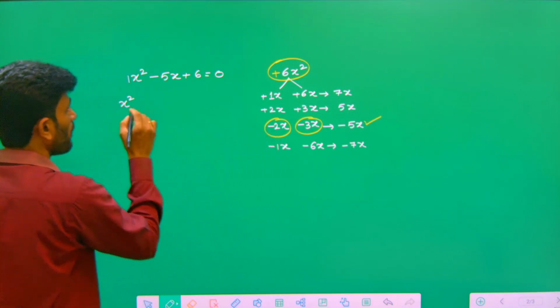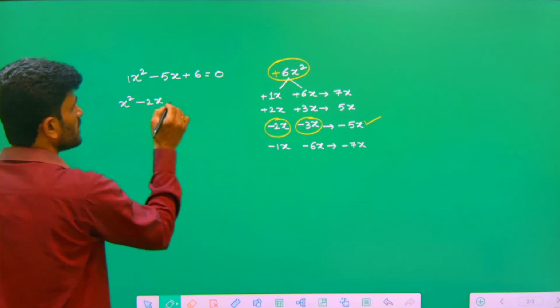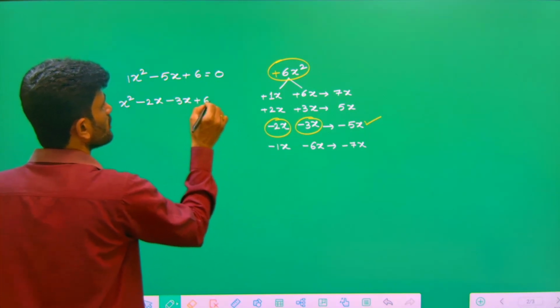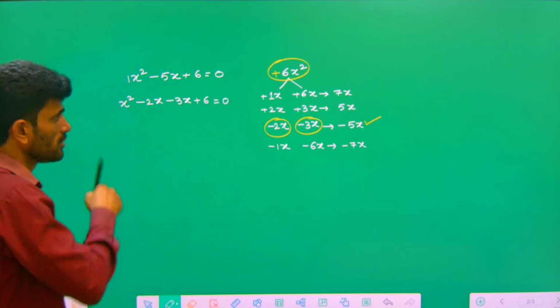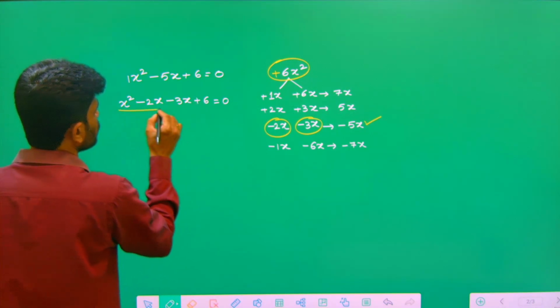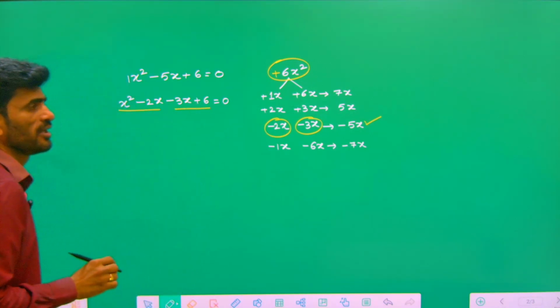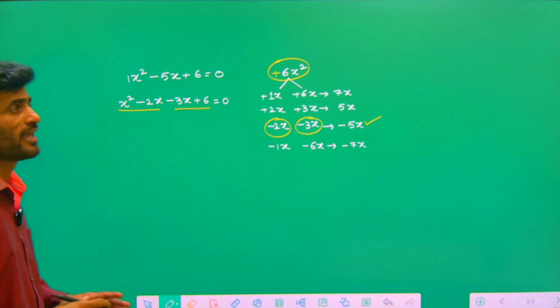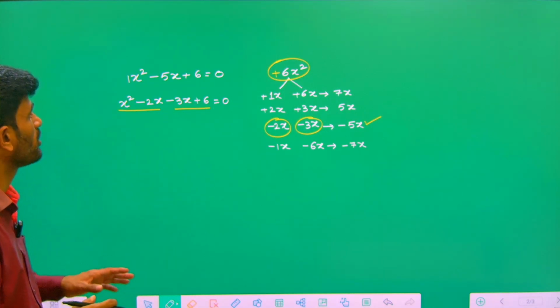x square, what we have to write? First one minus 2x, then minus 3x plus 6 is equal to 0. Now again, after splitting, we got four terms. The first two terms, next two terms. In the first two terms, we have x common. In the next two terms, we have minus 3 common, or 3 common.